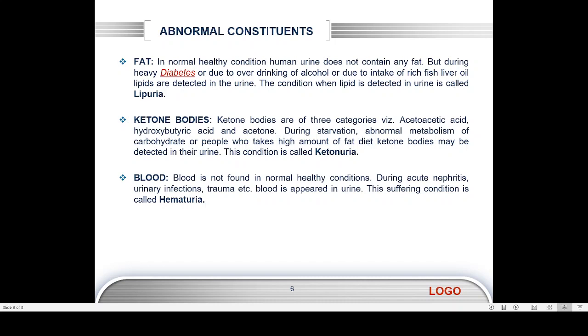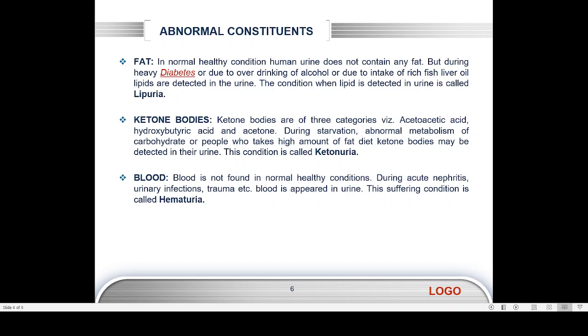Sometimes in the question paper, you can get a 1 mark question: what do you mean by ketonuria? It's simply the presence of ketone bodies in urine. And there are 3 types of ketone bodies we have to explain. And what are the situations that lead to the presence of these ketone bodies in your blood? So this is called ketonuria.